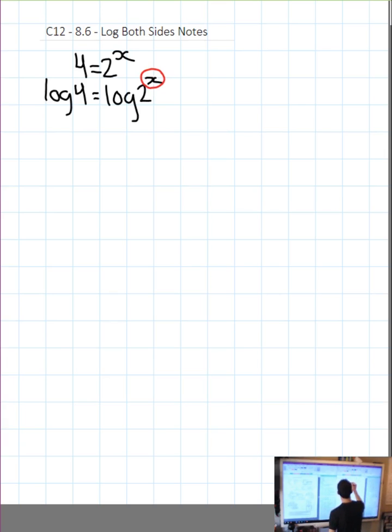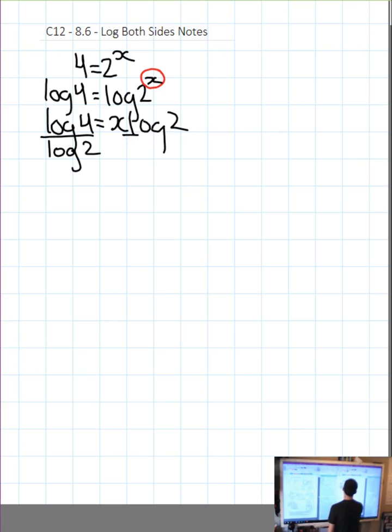So I have this exponent, I can bring it down in front. So we have log 4 equals x log 2. Now I'm going to divide both sides by log 2 over log 2. But again, remember in the future, all I have to do is cross it off and say where it goes. On the other side, on the bottom.